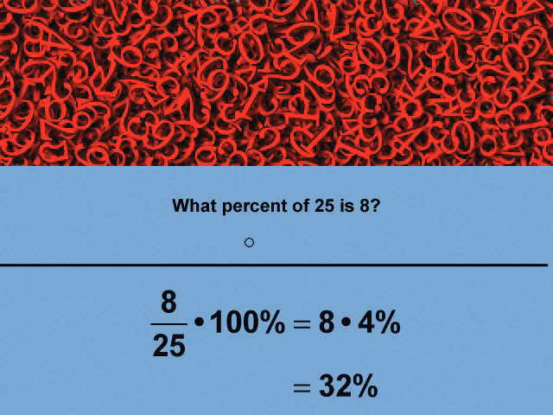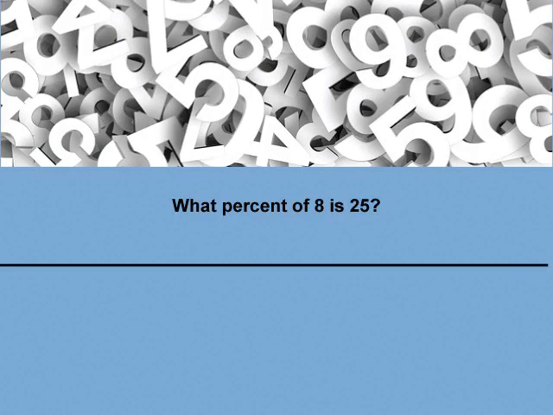Now let's look at the reverse situation. What percent of 8 is 25? In other words, what fraction of 8 is 25? This results in this fraction, 25 over 8, which is the inverse of the fraction we saw in the previous example. Multiply this fraction by 100%.